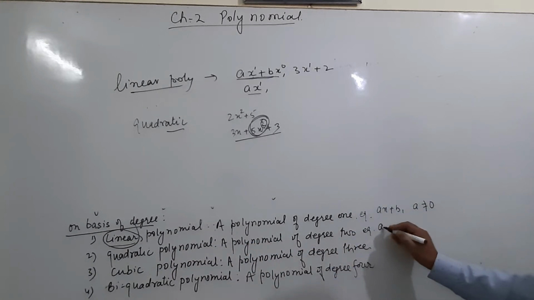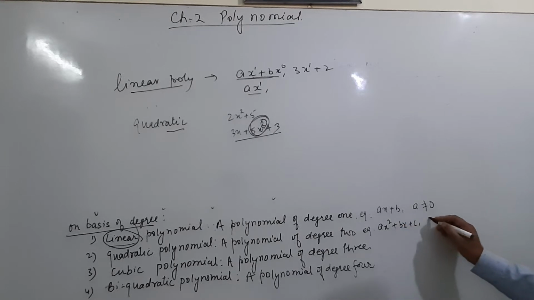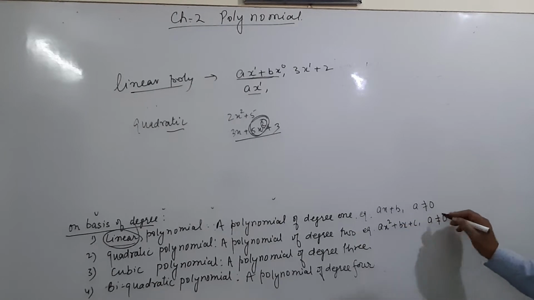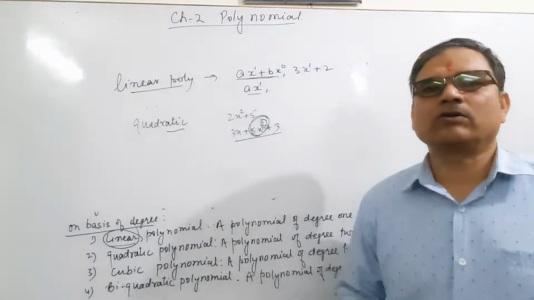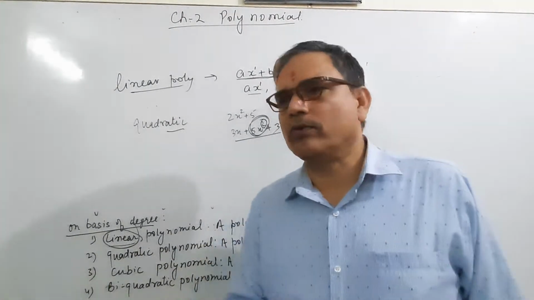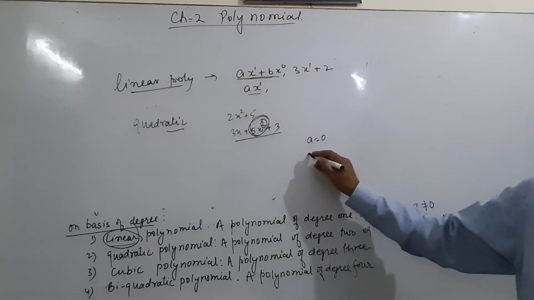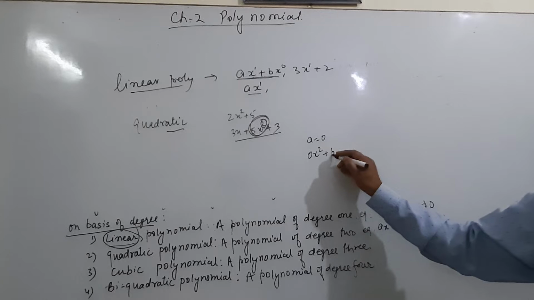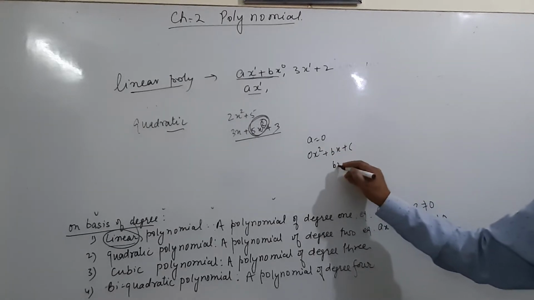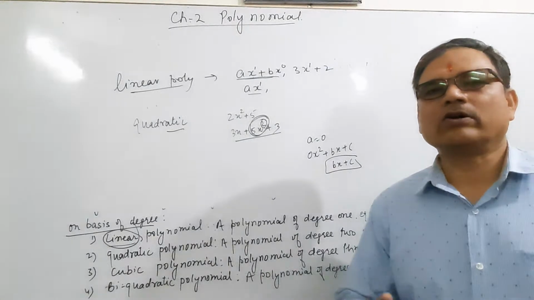The standard form is ax square plus bx plus c, and here a is never equal to 0. It means a is a non-zero integer. If a equals 0, what will happen? Then 0x square plus bx plus c will form bx plus c, which will be linear, not quadratic.